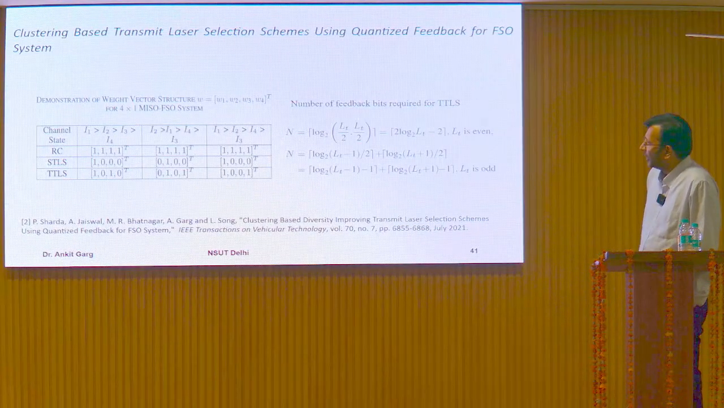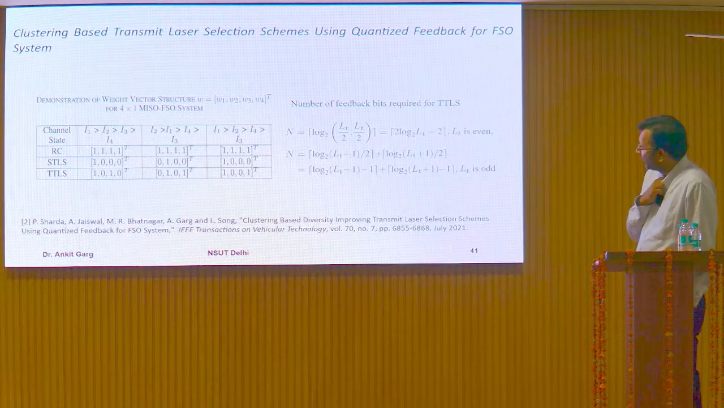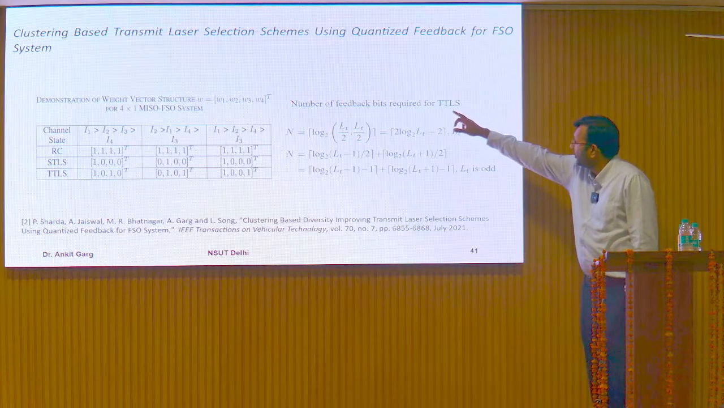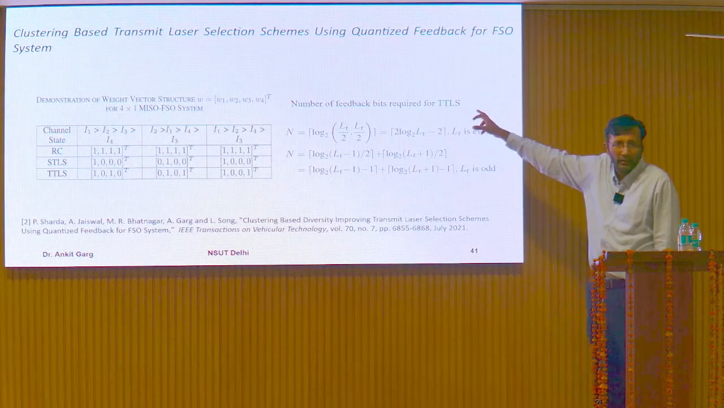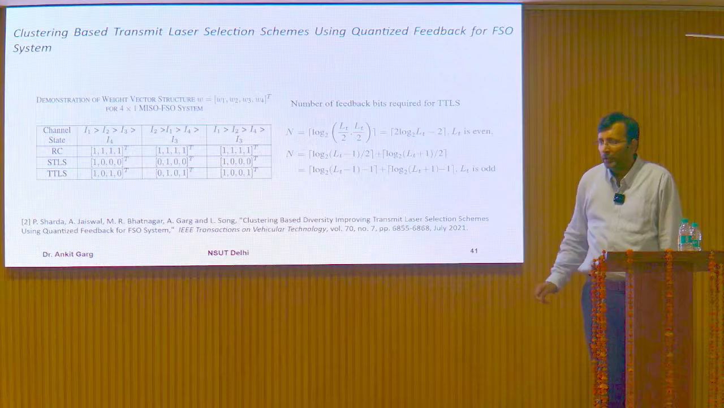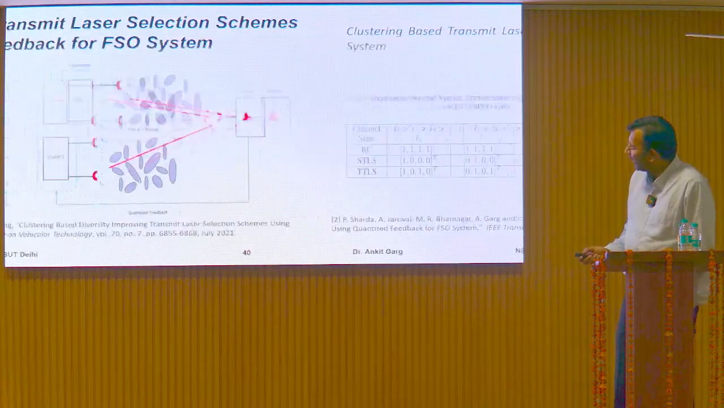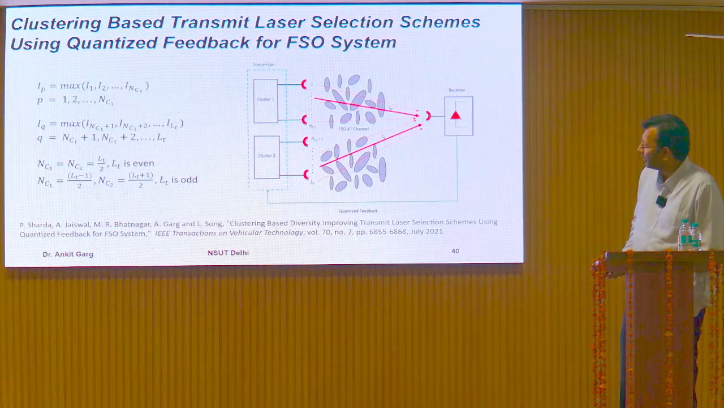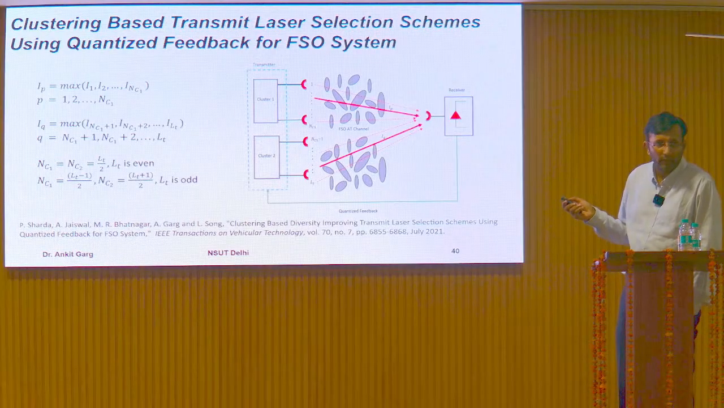Yeah. So it has been explained here, with the comparison of the number of bits it requires. TTLS means two transmit laser selection. Okay. So as I've told you, divide the total laser transmitters into two clusters and select the best laser from these clusters.